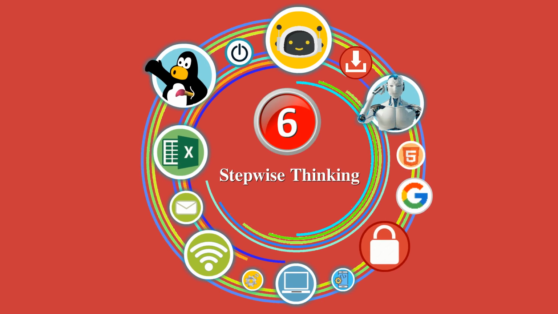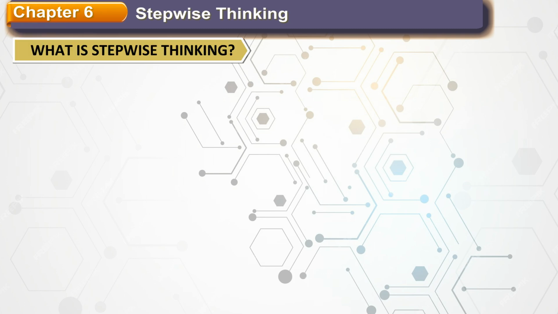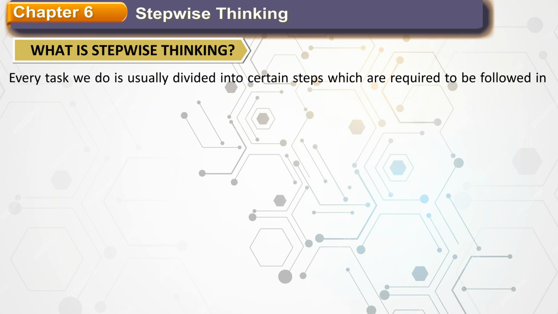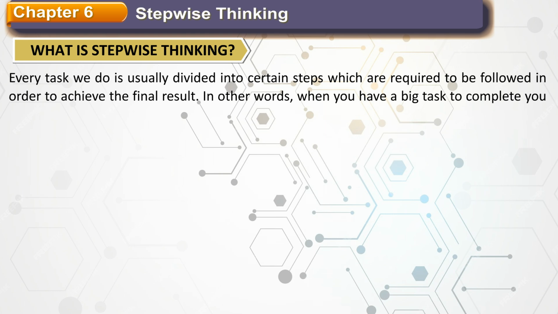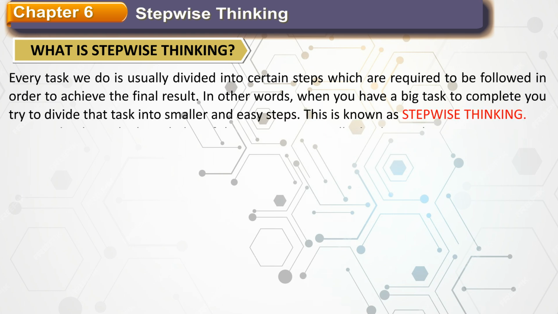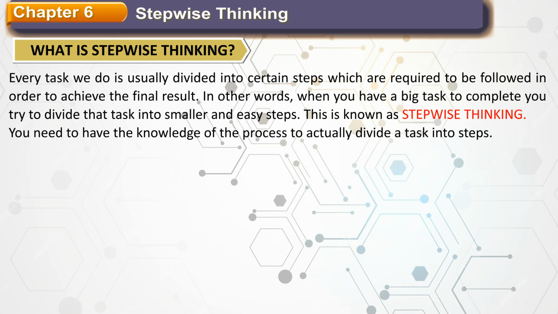Chapter 6. Stepwise Thinking. What is stepwise thinking? Every task we do is usually divided into certain steps which are required to be followed in order to achieve the final result. In other words, when you have a big task to complete, you try to divide that task into smaller and easy steps. This is known as stepwise thinking. You need to have the knowledge of the process to actually divide a task into steps.